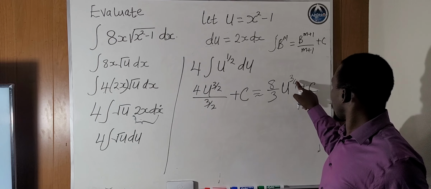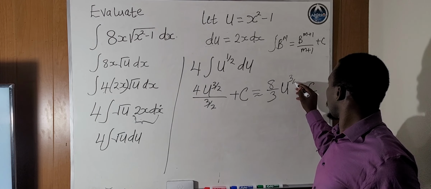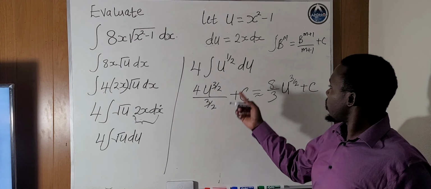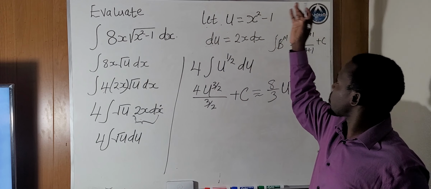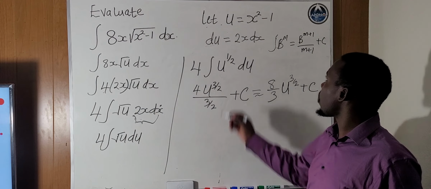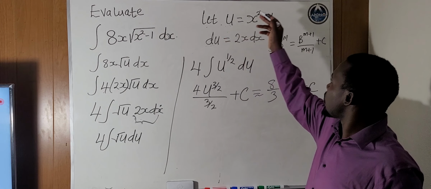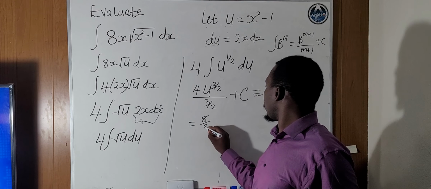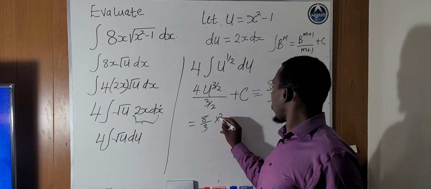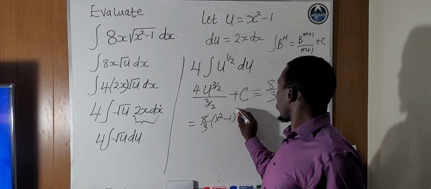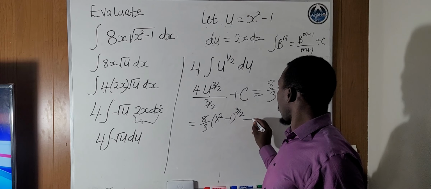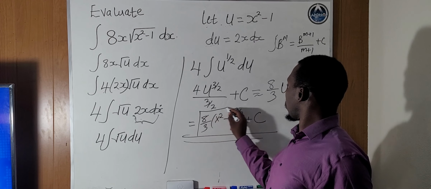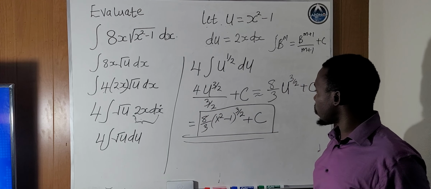From our definition above, we said let u equal x squared minus 1. Now we put back the value of u. So the final answer here will be 8 over 3 times x squared minus 1, raised to the power 3 over 2, plus c. So this is the final answer for this question using the substitution method.